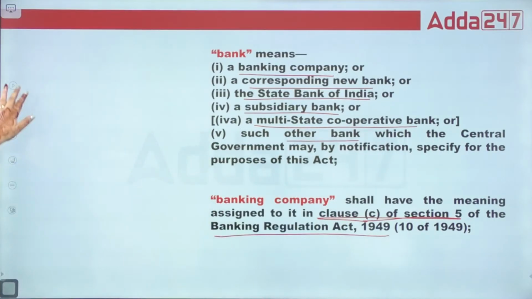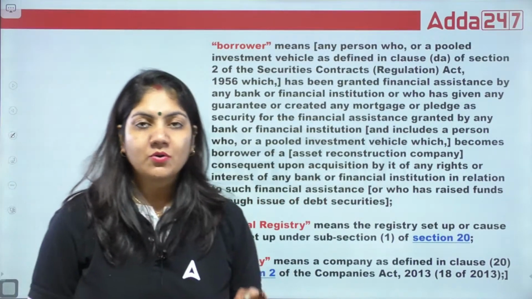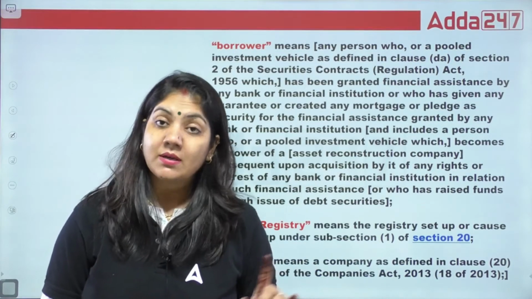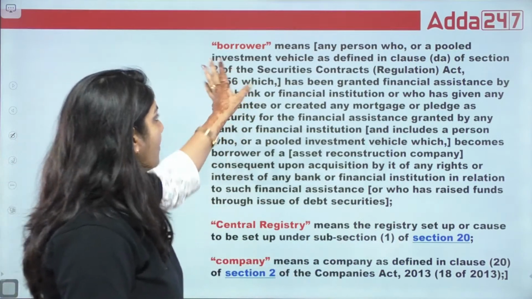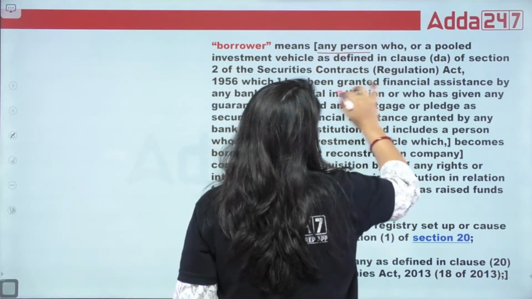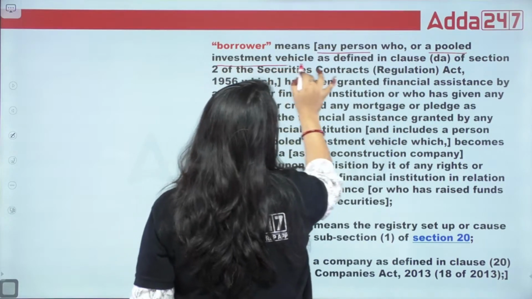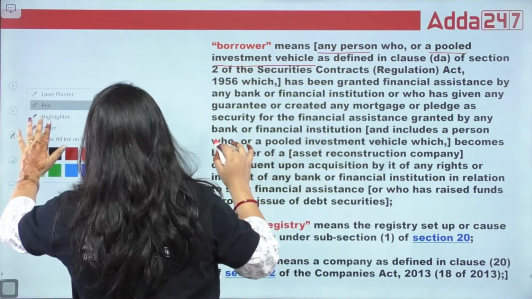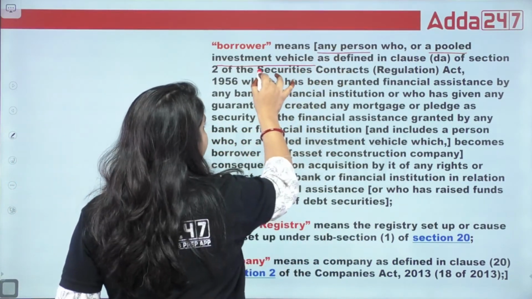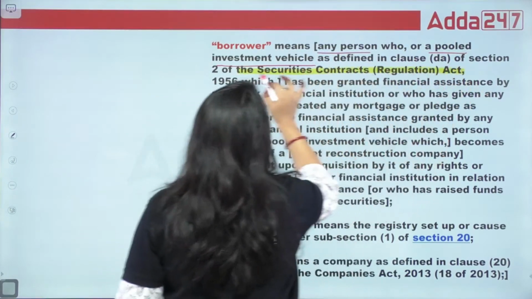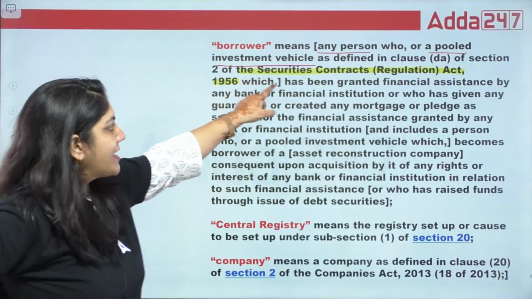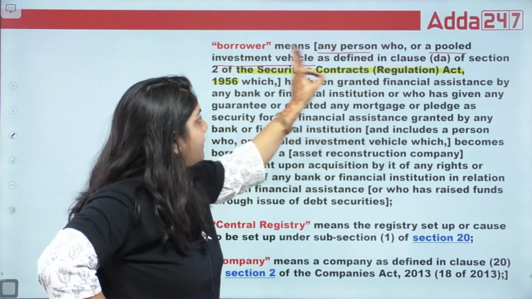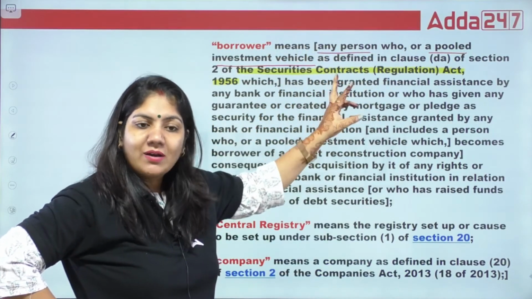Okay, guys. Next definition. What is borrower? In simple words, a borrower is a person who takes money from the bank and financial institution. Now, what is written in the definition term? Borrower means any person or a pooled investment vehicle. These two terms are defined under the Securities Contract Regulation Act 1956, who has been granted financial assistance. Who has been granted? An individual and a pooled investment vehicle.